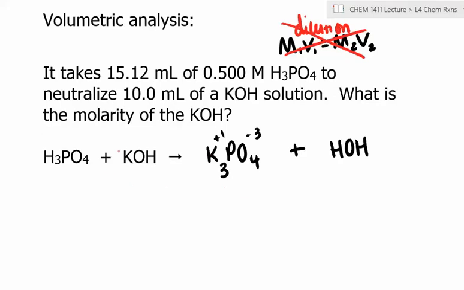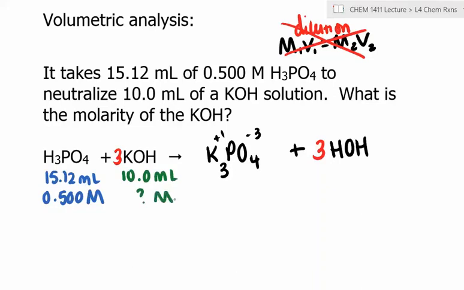So I've got 3 potassiums, I'll put 3 potassiums. I'm going to balance hydrogen and hydroxide separately. So 3 hydroxides, only 1 hydroxide, 3 hydrogens, 3 hydrogens. And it looks like it's balanced. And then I'm going to put the information that I know here. The phosphoric acid, I have 15.12 milliliters of 0.50 molar. And I'm using that to neutralize 10 milliliters of potassium hydroxide. And I don't know the molarity of that.